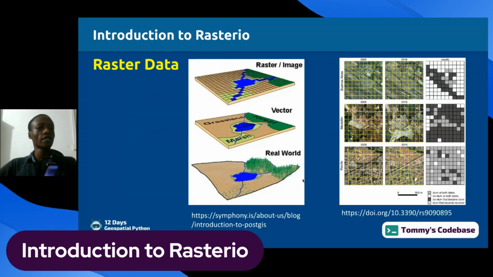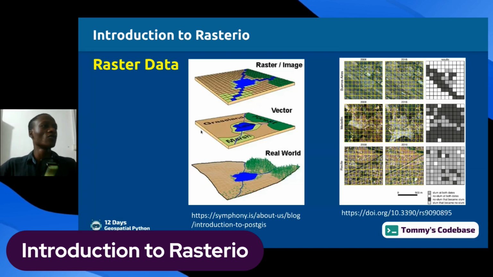So this is a raster data. You can see on the image at the left, there is a real world down here. You see some grounds and some forest. There is some kind of marsh, and then there is a water body, a lake here.